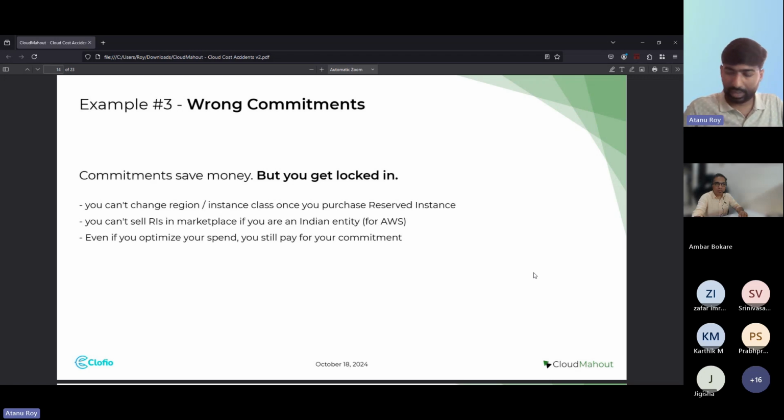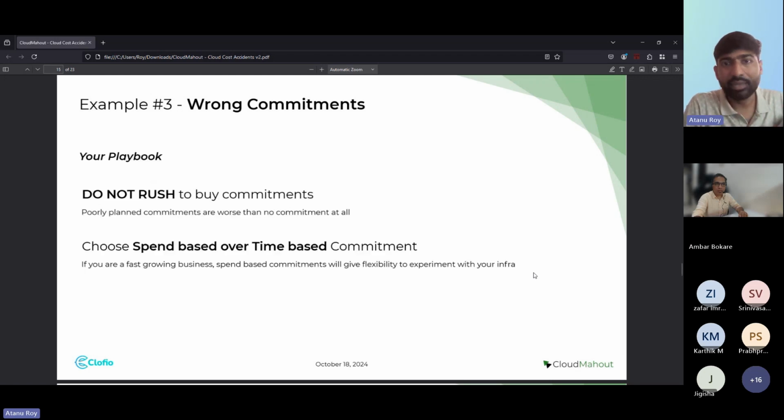So let's take a look at what your playbook is here. As I am saying, do not rush into your commitment. A very good strategy for identifying your commitment is first running your infrastructure in your dev environment. Understand what your spend pattern is, which we have talked about in our first point, right? Right-size your resources first. First, understand what your need is, what you are going to run your infrastructure on, the capacity, then make a purchase.